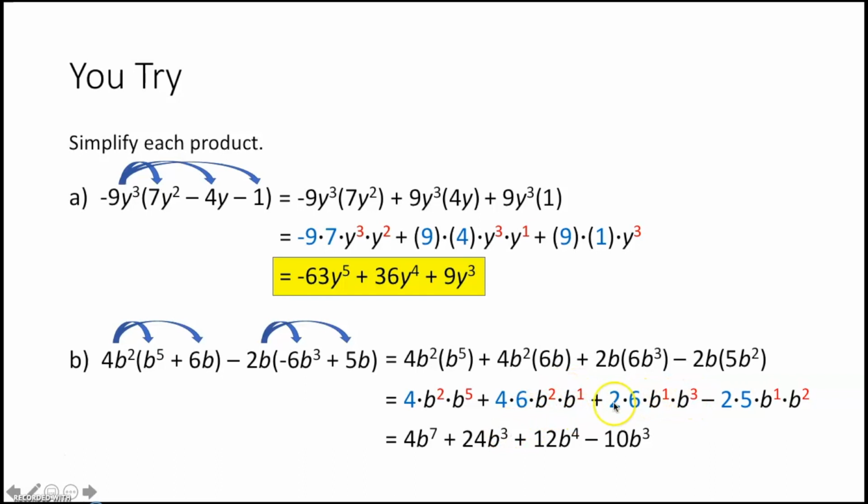B to the first times b to the third, we get b to the fourth, and then b to the first times b to the second, we get b to the third. Now, are we done? Is there anything else we can simplify here? Yeah, we actually have two like terms.